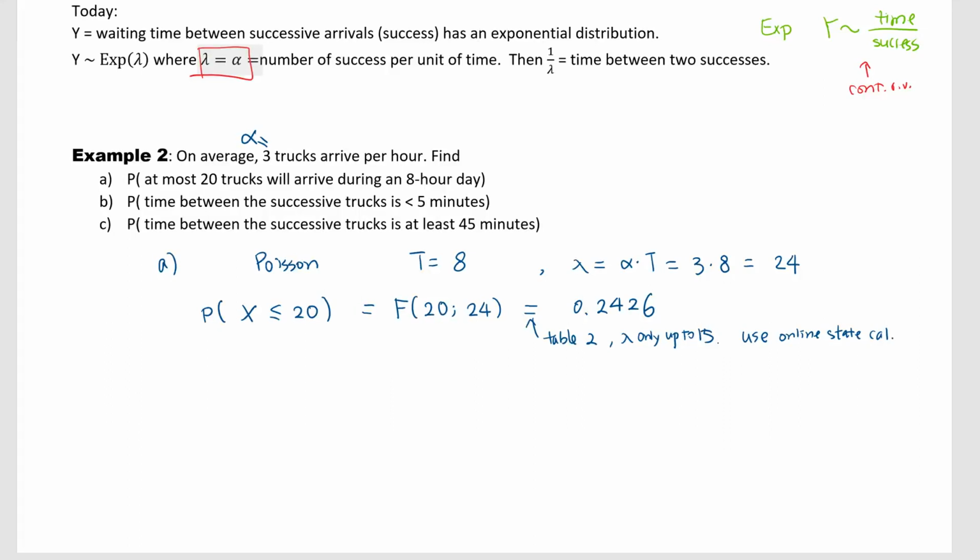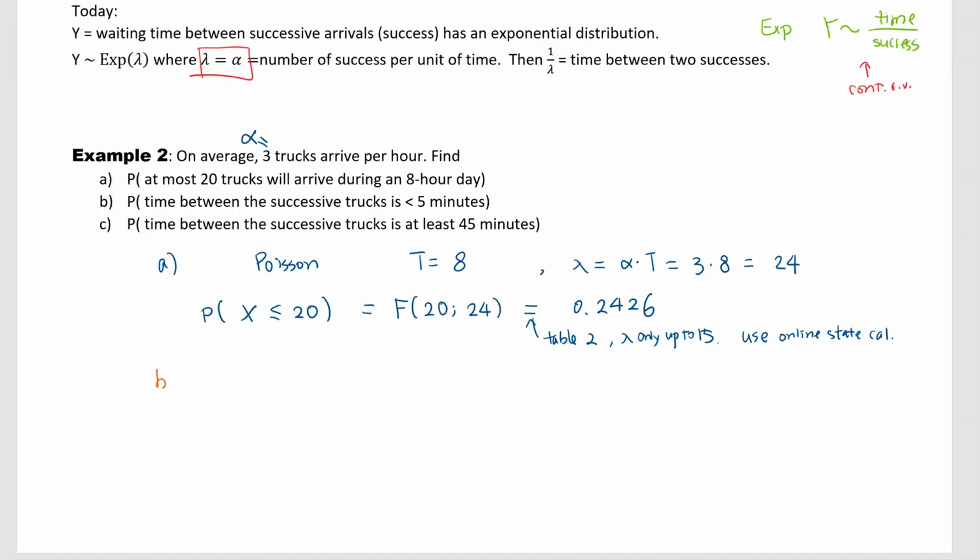So that's the probability when x equals 20. But for a continuous random variable, we don't have the probability at a single point, because the probability at a single point is 0. Okay, so that is part A. How about part B?